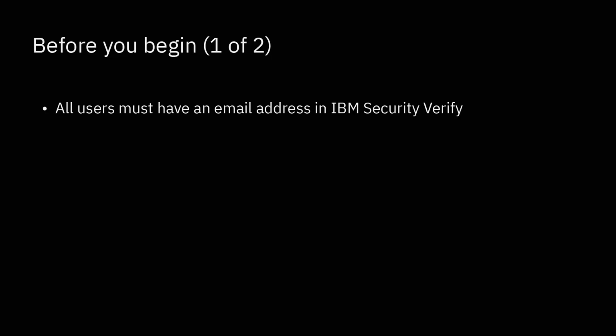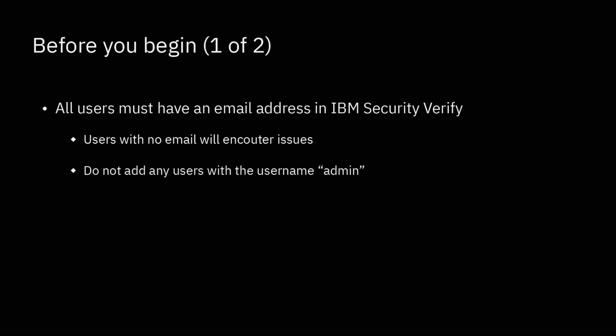Before you begin the configuration process, there are a few tasks that you must complete. First, make sure that the initial user and all other users have an email address in the IBM Security Verify Identity Provider solution. If a user is added with no email address, the user will experience issues when trying to access Cloud Pak for Security applications. That said, be sure not to add a user with the username admin to the identity provider, as that can cause issues with some other services on the cluster.